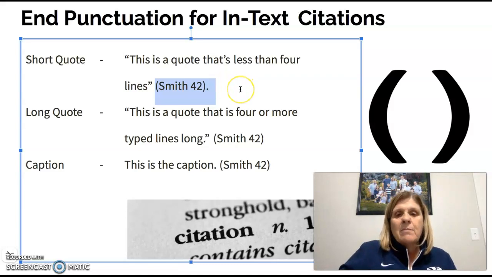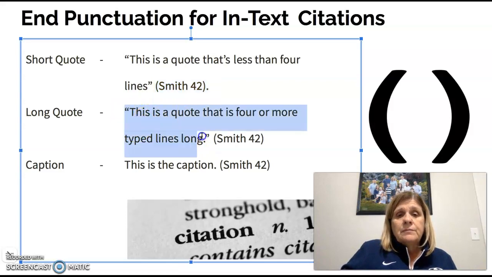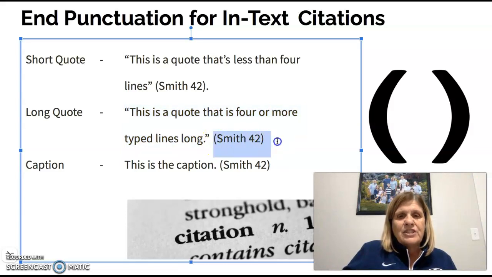The only time, so that's going to happen 99% of the time in your research paper. The only time it won't is when you have a long quote. So on your long quote, notice here, there's the period there, and then the citations here.